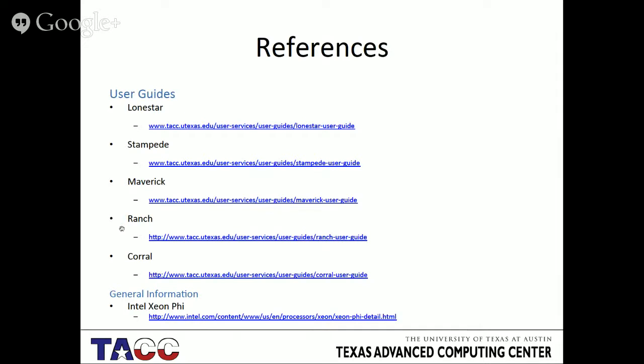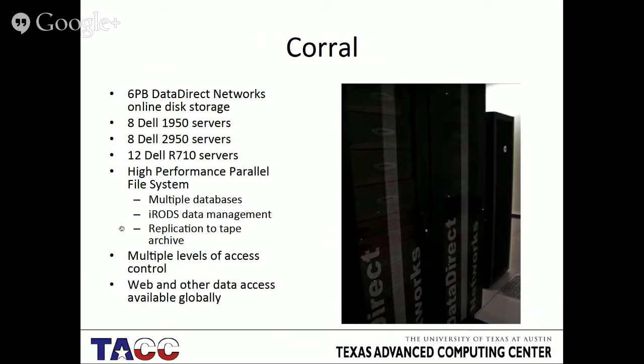And the last slide, or next to the last slide, is a bunch of references for the user guides. Yes? So, what about allocation for Corral? So for Corral, it's allocated through TACC. If you want an allocation on Corral, you can submit a ticket to TACC and ask for the allocation, but someone on the project needs to be related to the University of Texas, maybe any Texas university. I'm not sure how broad Corral is, but it's not allocated through XSEDE.